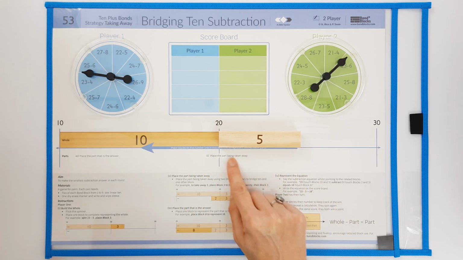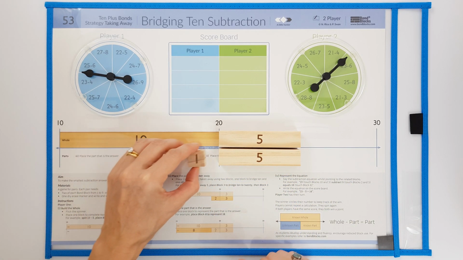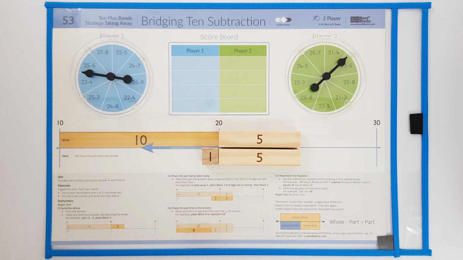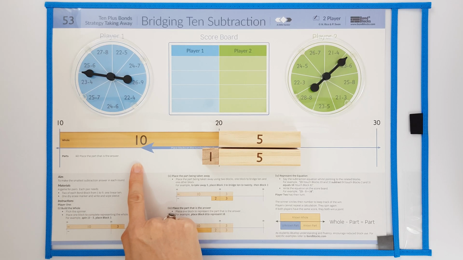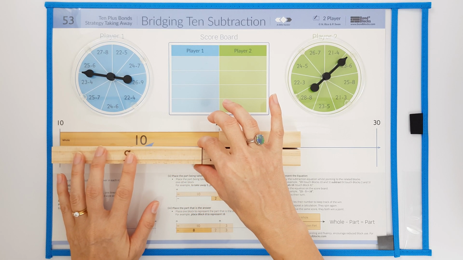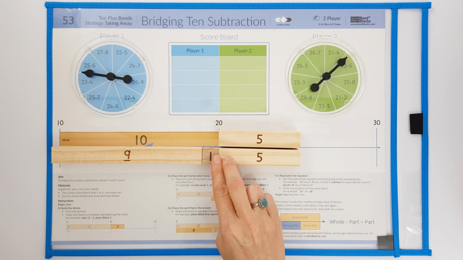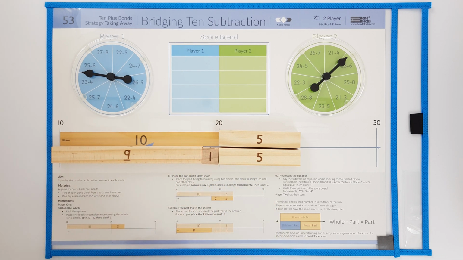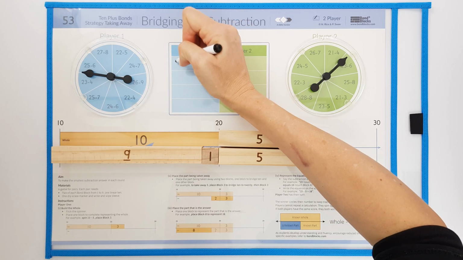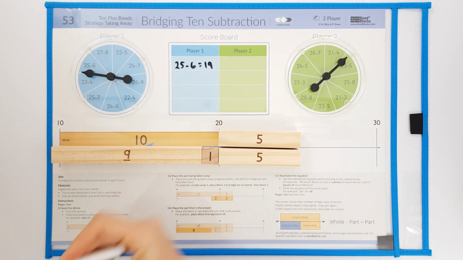First, I take away 5 to bridge 10 to 20, and then I take away 1 more to complete taking away 6. I then place my part that is the answer. I say the equation 25 subtract 6 equals 19 and record this.